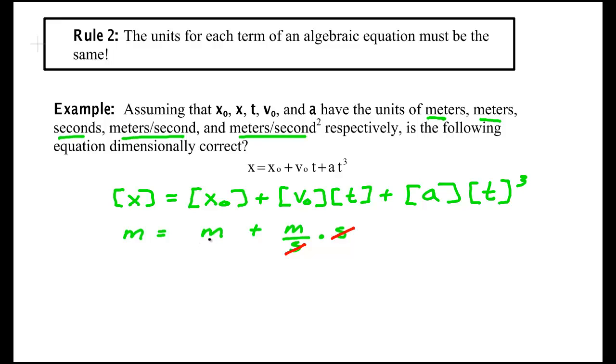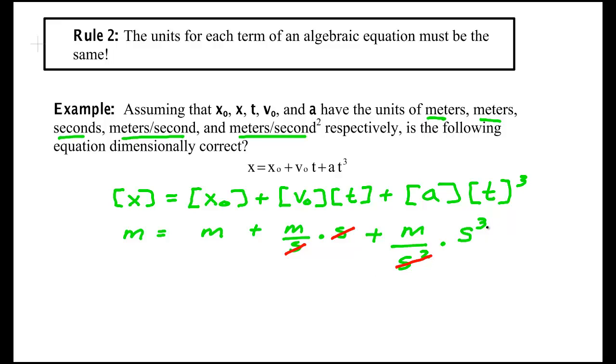So if I got 3 apples and I add 2 apples, I could have 5 apples. Notice this is not 2m. These are units. They have to have the same units. These are not m like m being a variable, where m plus m is 2m. These are units. Then plus a is meters per second squared, and then I'm going to multiply that by second cubed.